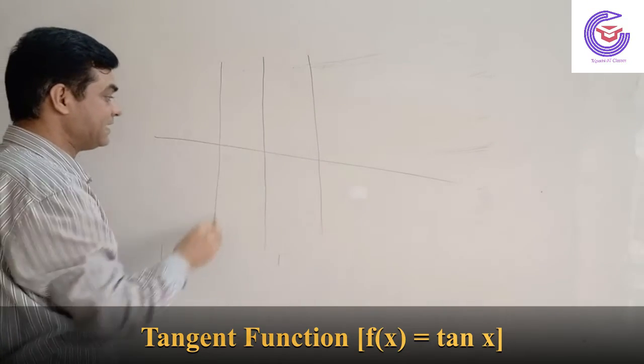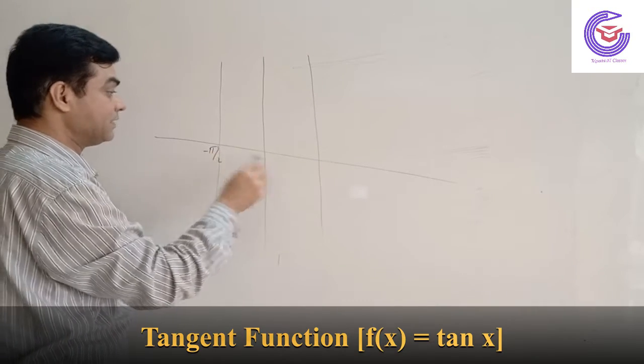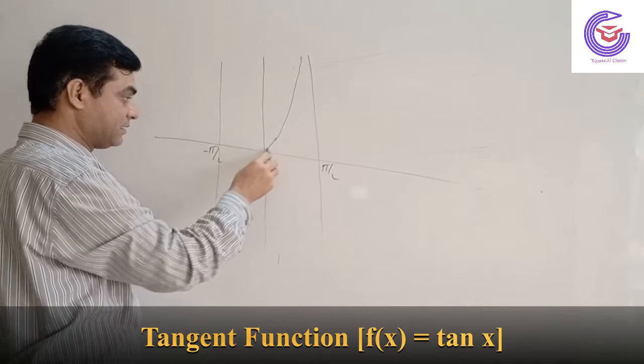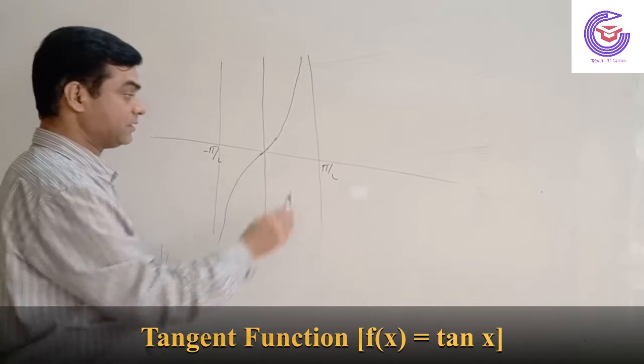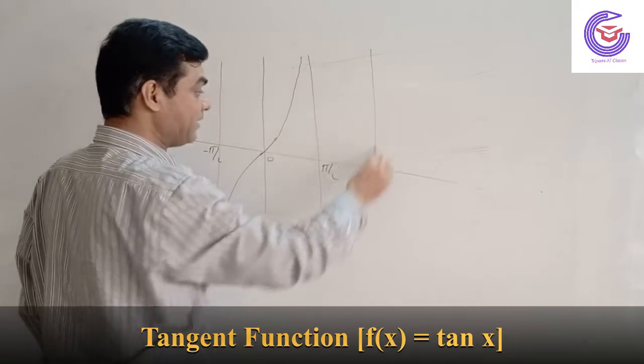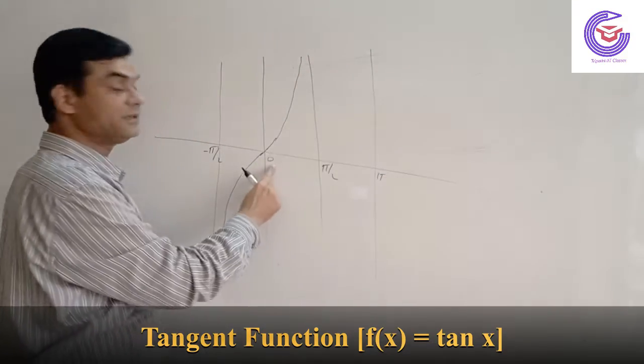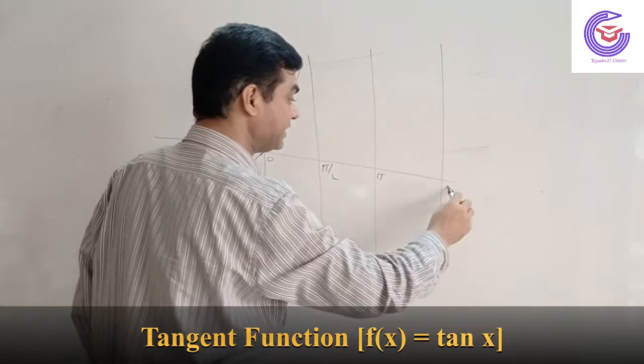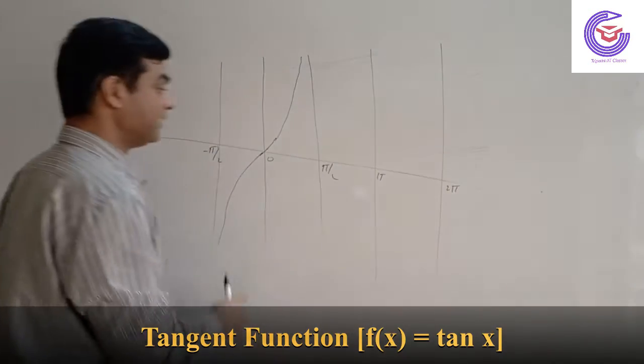So just make some lines. See, minus pi by 2, then pi by 2. So it was like this. 0, pi by 2, then pi by 2. Pi, this is pi. So tan 0 is 0, then tan pi is 0. So here 2 pi. Okay.